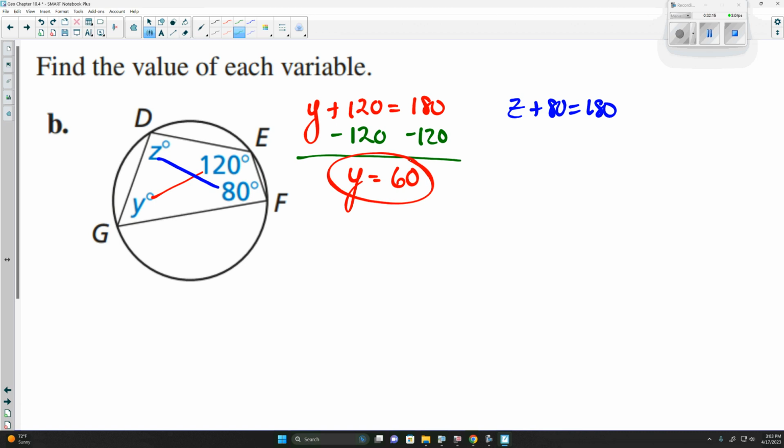See, that's what I was thinking. I knew it was 60, but my mind. You cut it in half. Yeah. Now for z, what would we do? We would subtract 80 from both sides, telling us z is 100. Questions on this here?